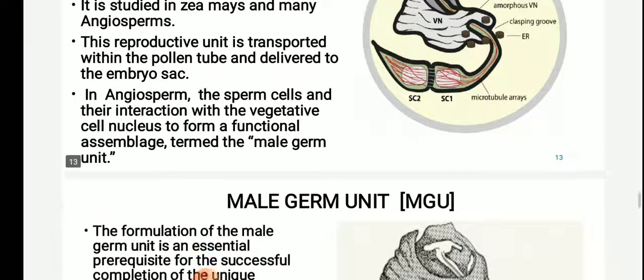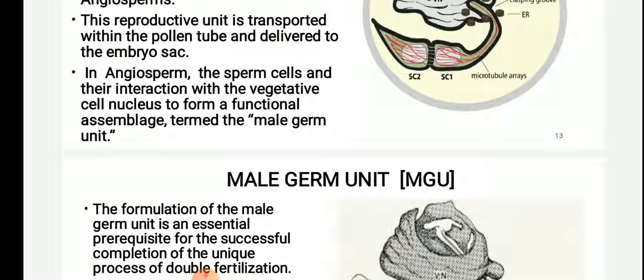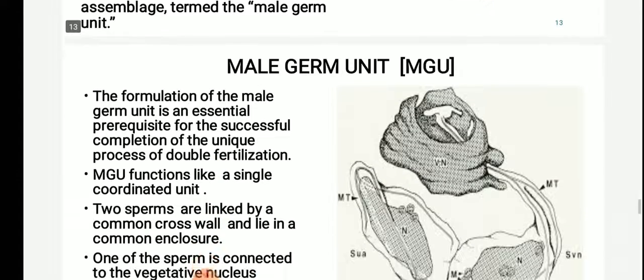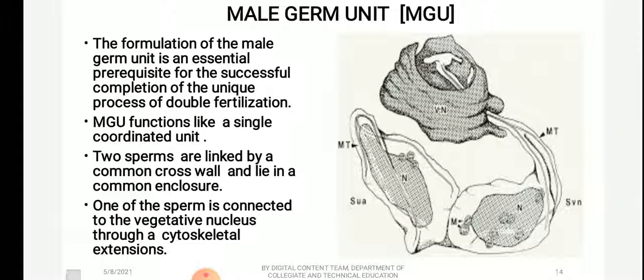In angiosperms, the sperm cells and their interaction with the vegetative cell nucleus to form a functional assemblage is termed the male germ unit. The formation of the male germ unit is essential and a prerequisite for the successful completion of the unique process of double fertilization. So it is very important for the process of double fertilization. MGU functions like a single coordinated unit. That's very important. It acts as one unit.